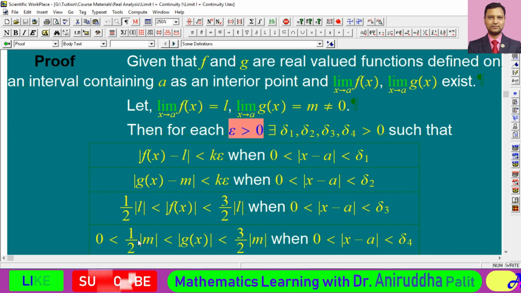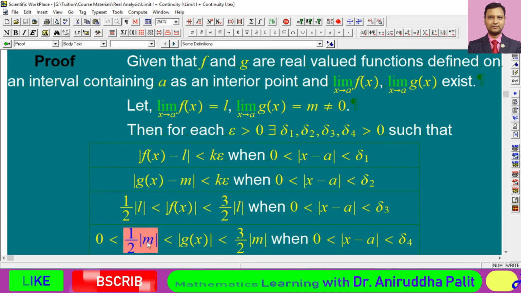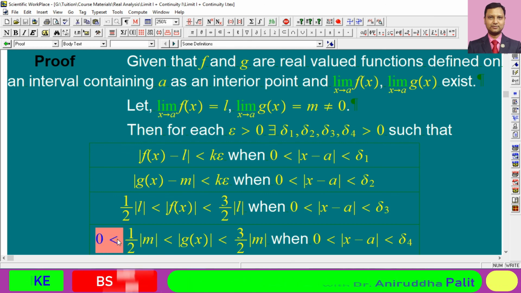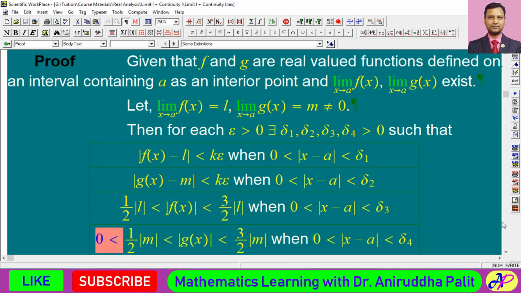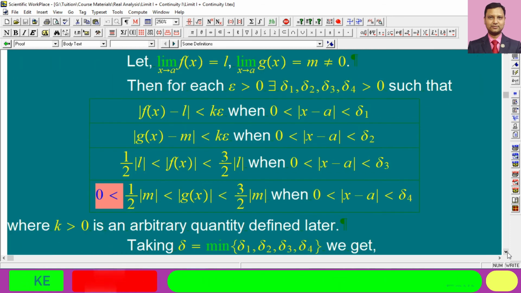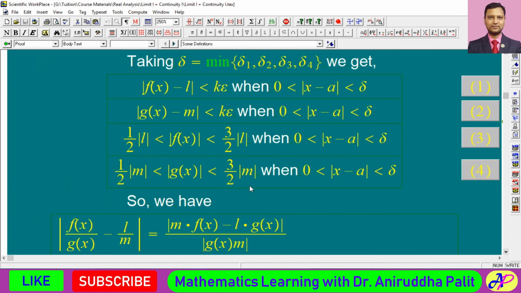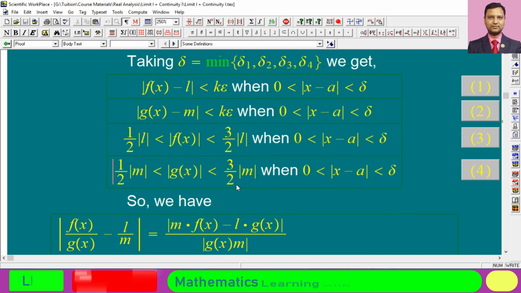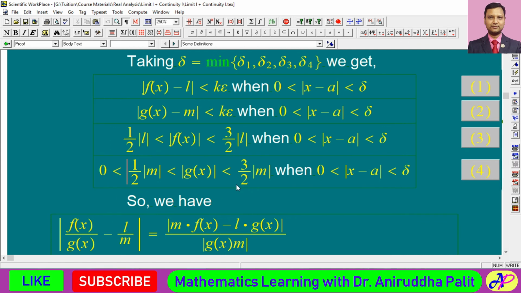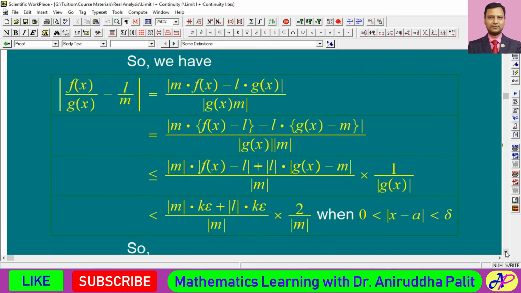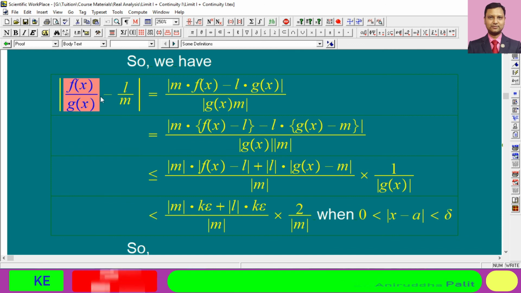And because M is not equal to 0, additionally we can say that modulus of M by 2 is greater than 0. Now we consider delta equal to the minimum of delta 1, delta 2, delta 3, delta 4, and therefore these four left hand side inequalities also hold when x lies within the smaller delta neighborhood, and therefore we can write this expression. Our target is to prove that the limit of the function fx by gx is equal to L by M.